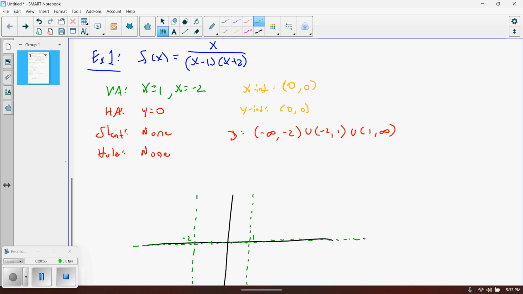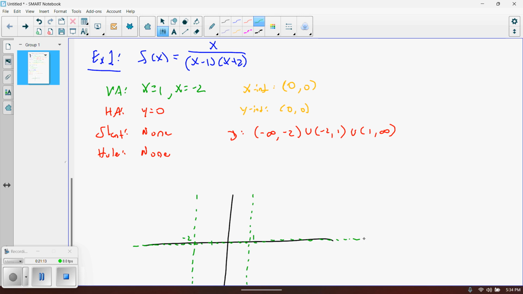So now we have to figure out what is this graph doing around these asymptotes. So this is where you're going to have to use a little bit of logic, and then we're going to do a little bit of evaluation as well.